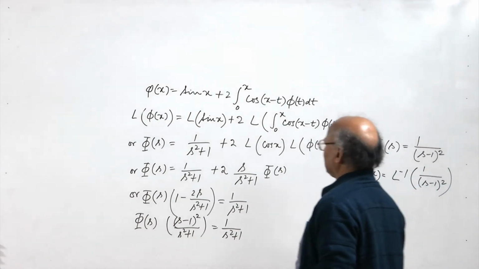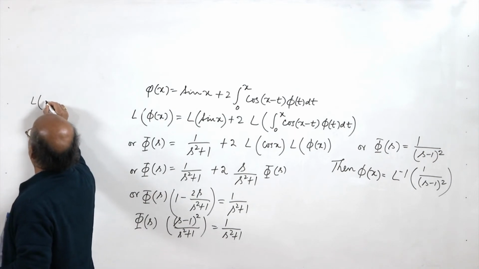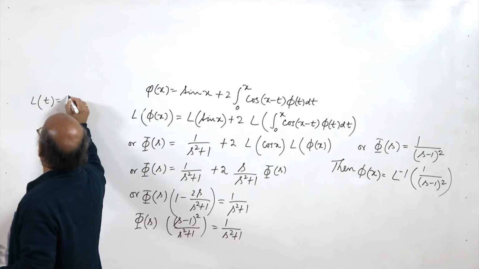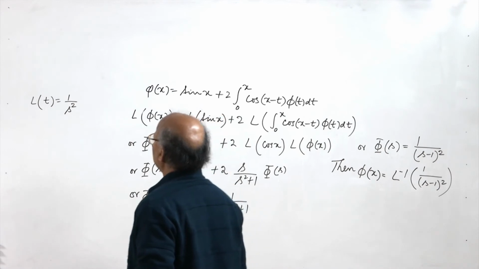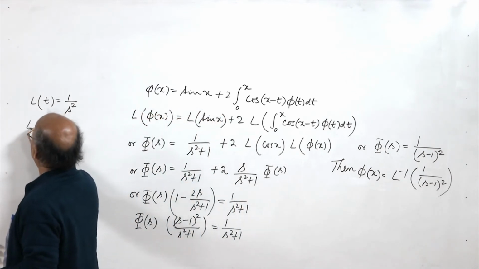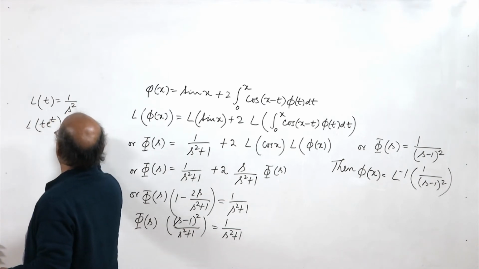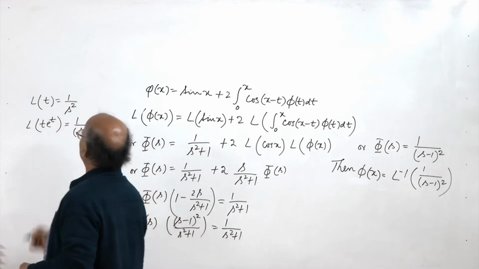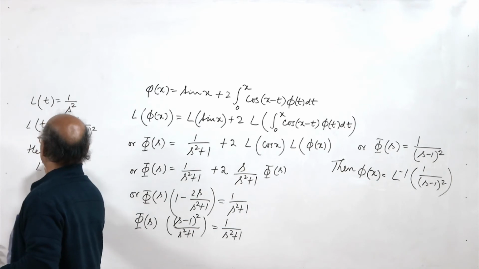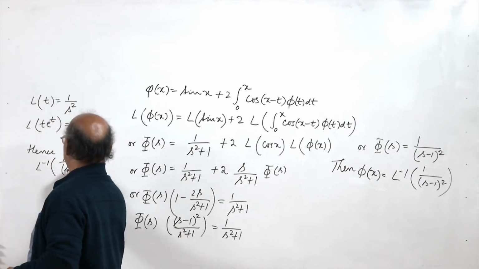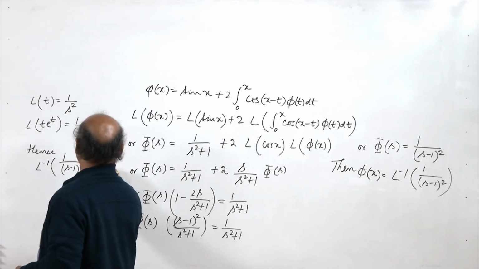Now let us recall that Laplace transform of t is equal to 1 over s square, and by the first shifting theorem, when you multiply t by e to the power t, s is replaced by s minus 1. So we get 1 over (s minus 1) whole square. Hence L inverse of 1 over (s minus 1) whole square is equal to t e to the power t.